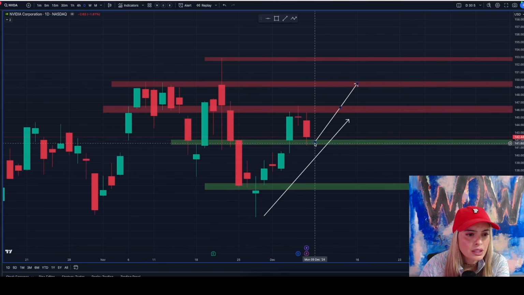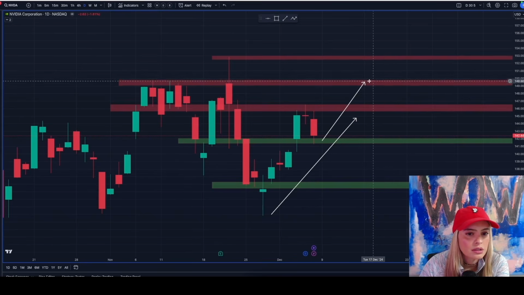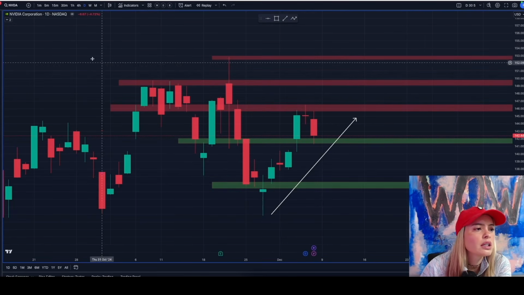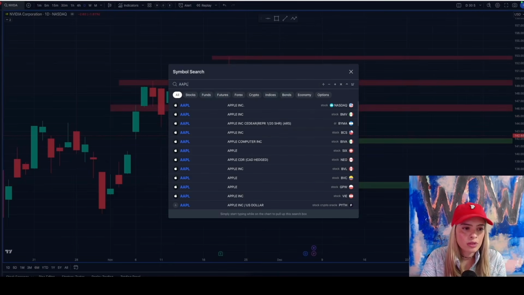So Nvidia is a good one. Yeah, at the beginning it looked choppy, but now that we placed our levels, it looks way better. Okay, so that's Nvidia. Let's go with Apple.